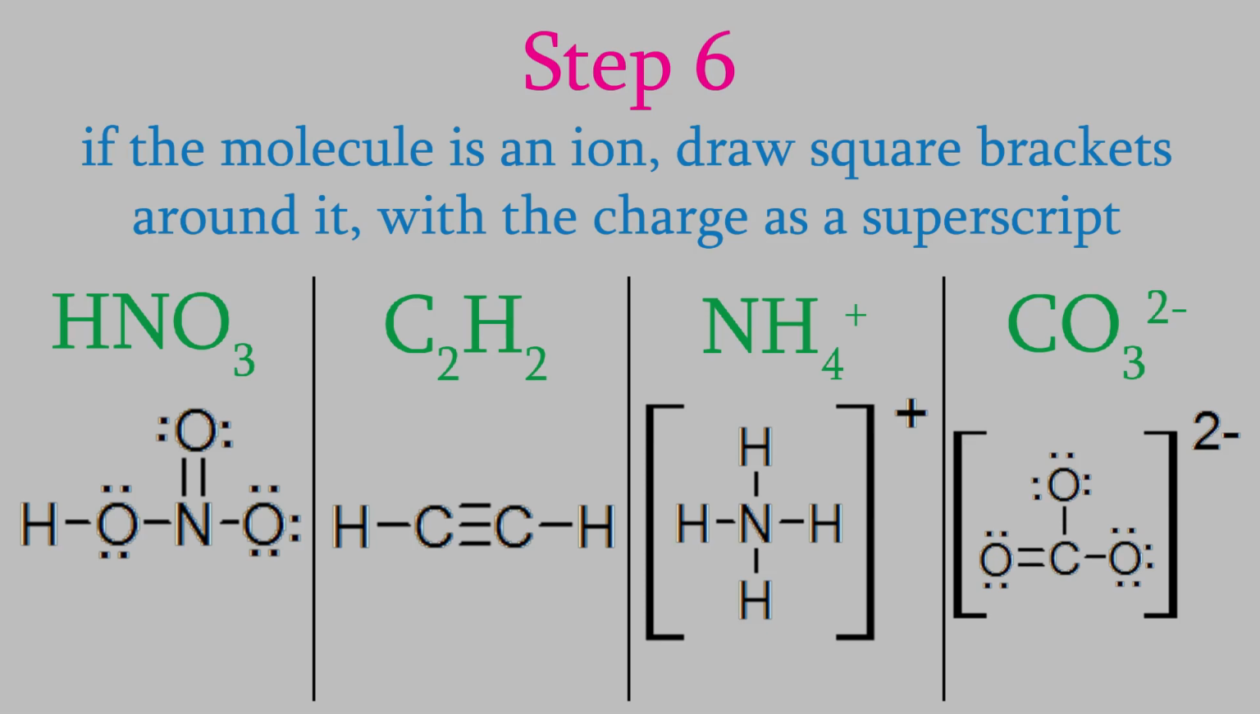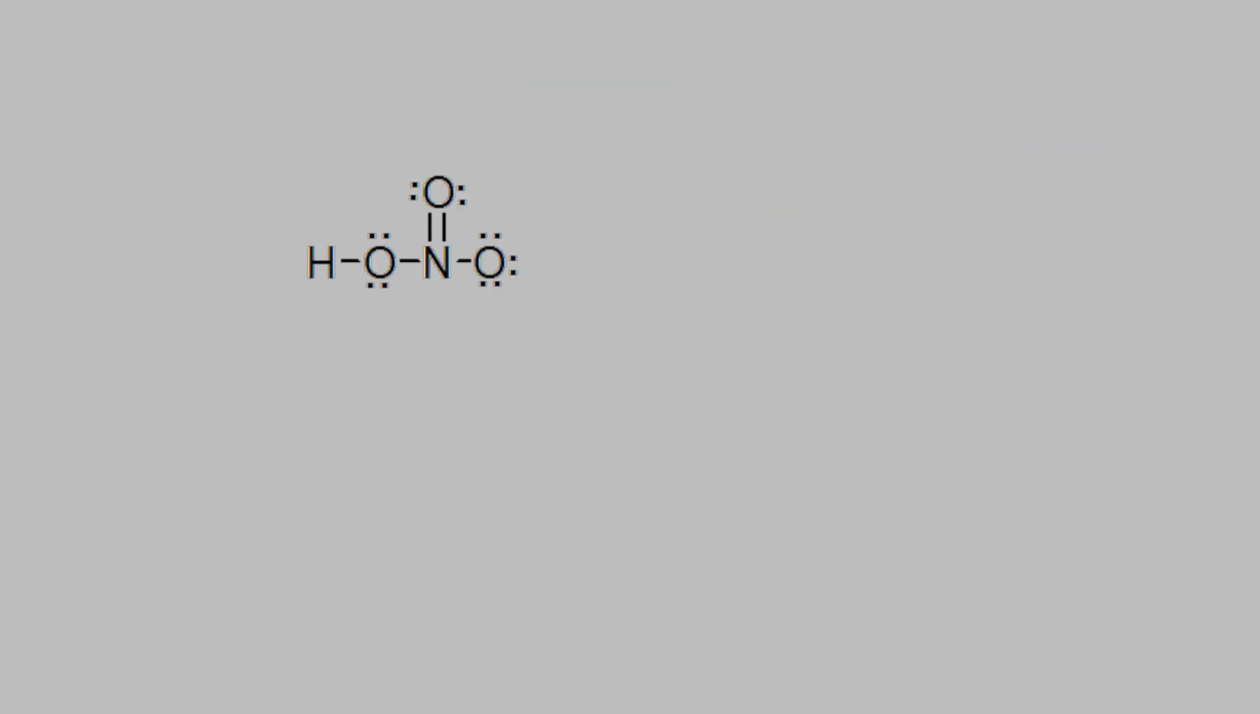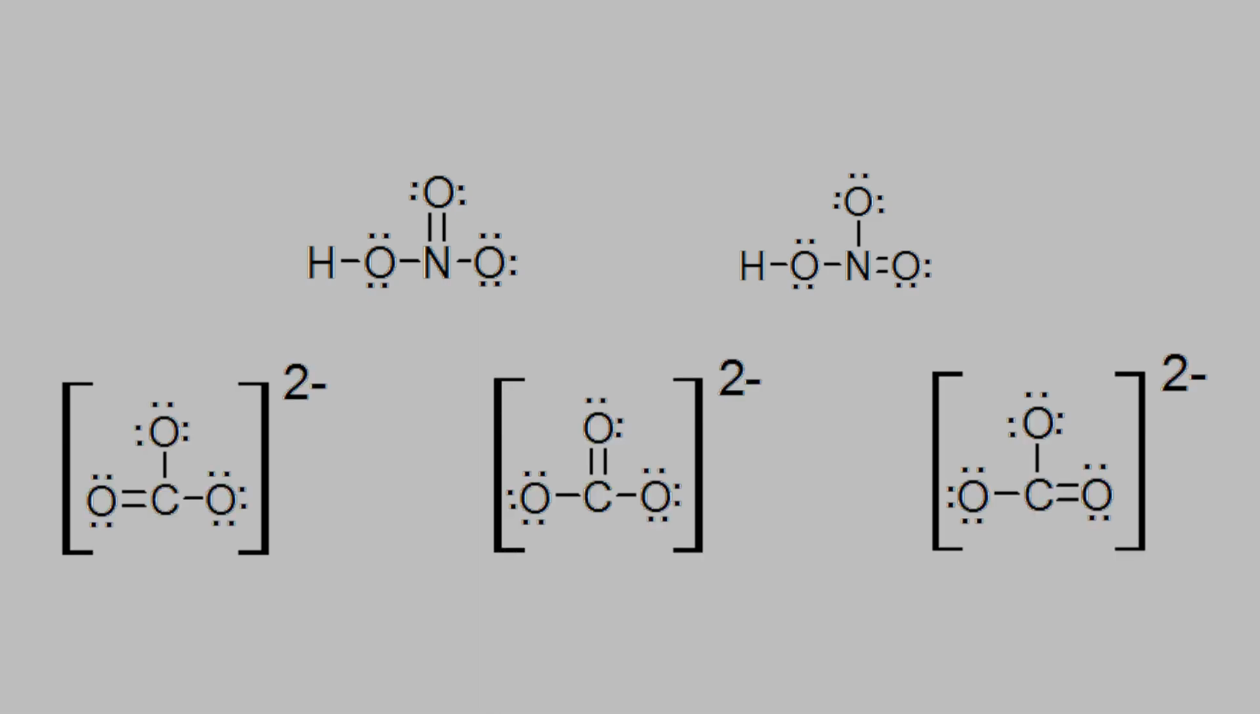You might have noticed that in the nitric acid and the carbonate ion, when we made the double bond, there was more than one oxygen we could have chosen. So, for example, in the nitric acid, I decided to put the double bond between the nitrogen and this oxygen, but it would also have been correct to put the double bond over here. And in the carbonate, we could have chosen any of the 3 oxygens.